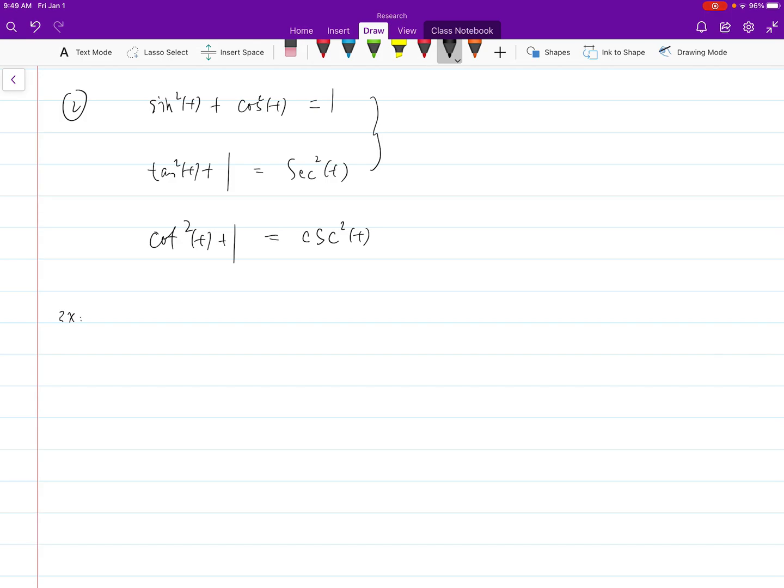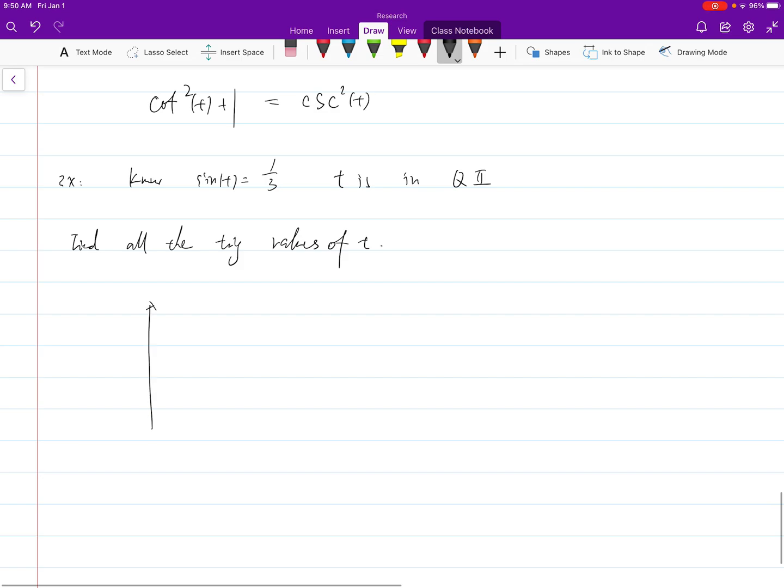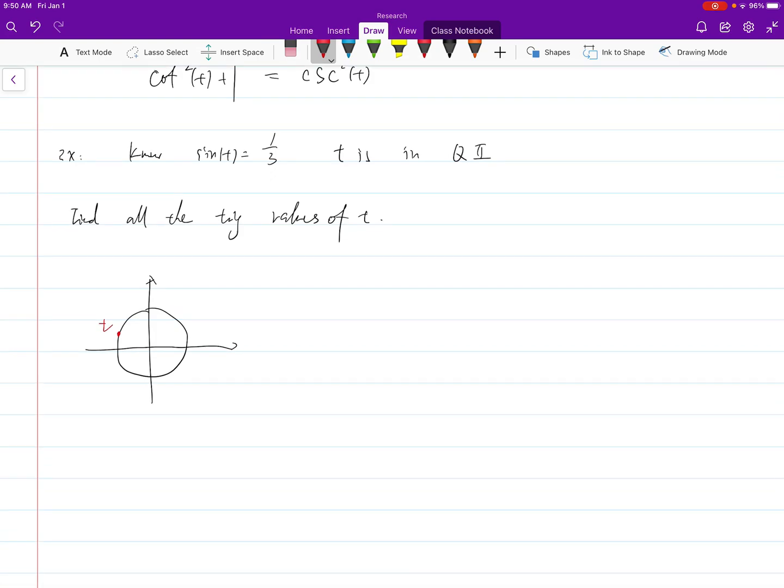Okay, with all that in mind, we can do the same thing we did before. You know one trig value, you find all the others. So I will just go over one example. Let's say we already know sine t equals 1/3. Moreover, we know t is in quadrant 2. Find all the trig values of t. Somehow, sine t is 1/3. t is roughly here.